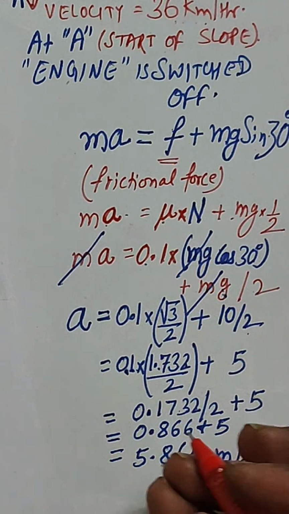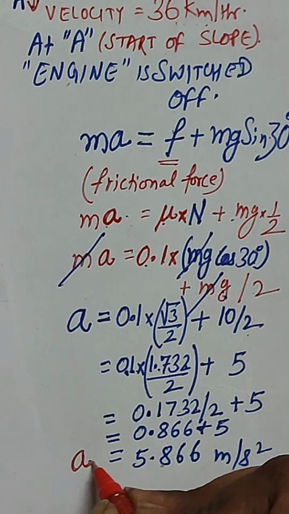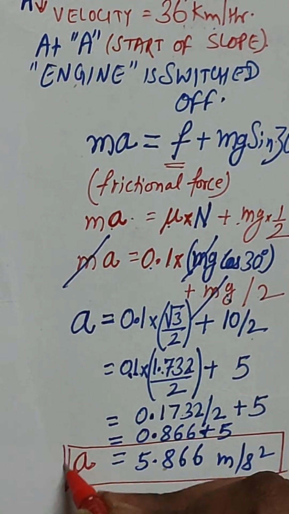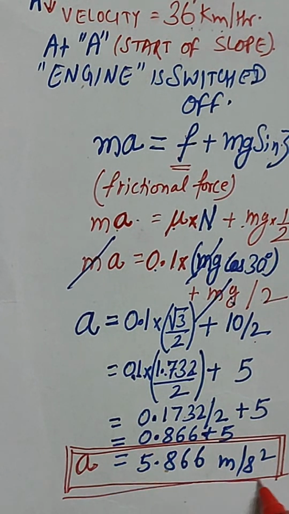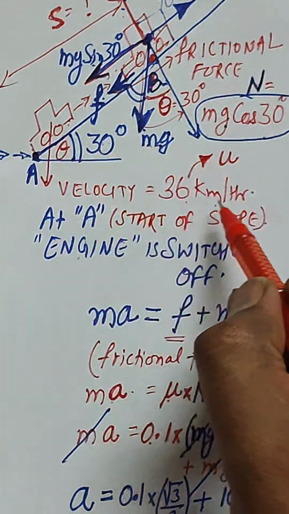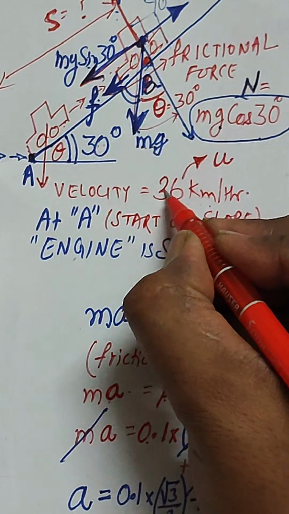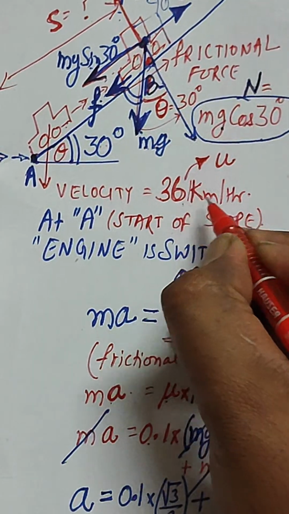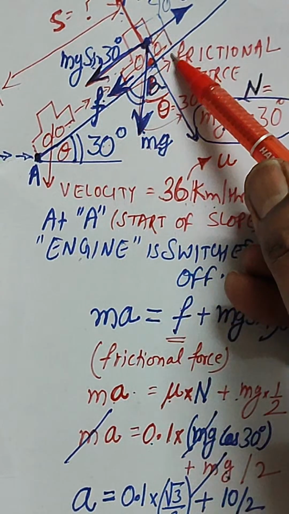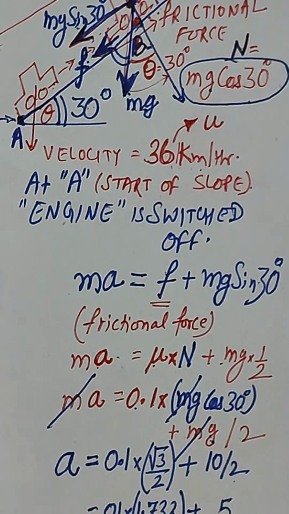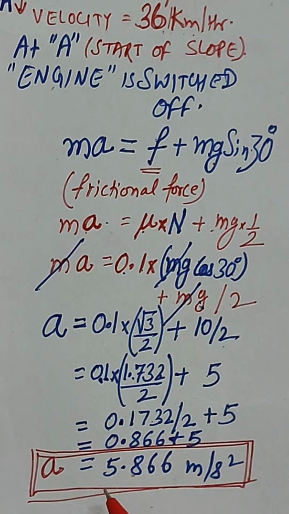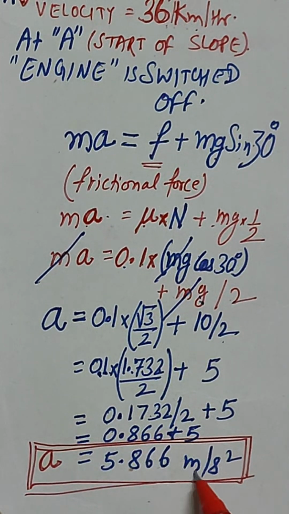So basically this is the value of a, the acceleration on the slope, and this acceleration is maintained by the movement of the car, or the velocity which this car has already attained, that is 36 kilometer per hour. Due to this velocity, this car reaches over this point, right? Since the value of g was in meter per second square, that's why the value of a is calculated as 5.866 meter per second square.